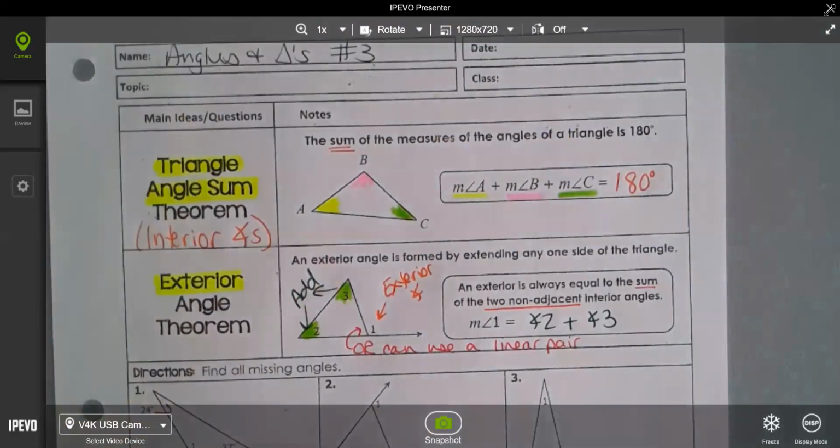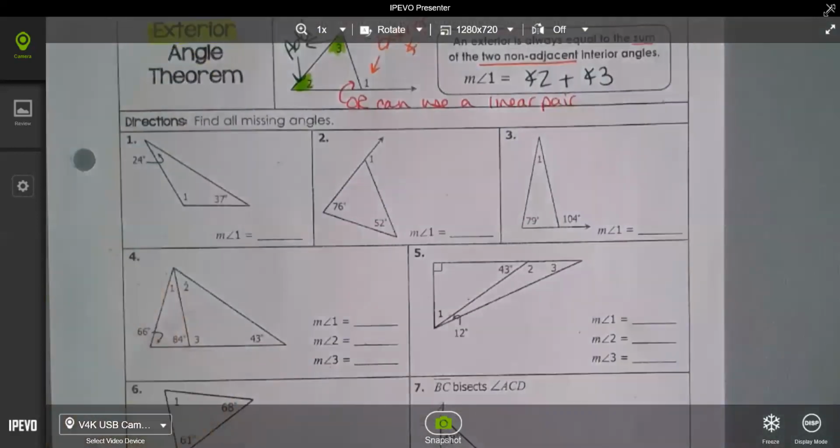All right, so let's go ahead and work through some problems. I will remind you again that you should be stopping the video, working out ahead of me, and then playing it to check yourself. All right, find the missing angles.